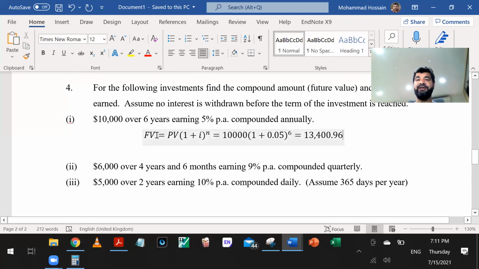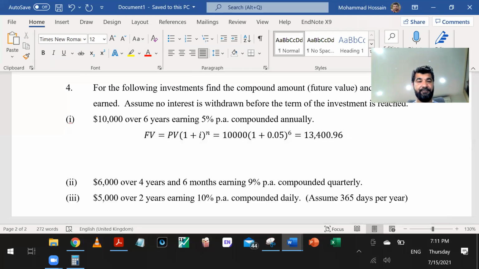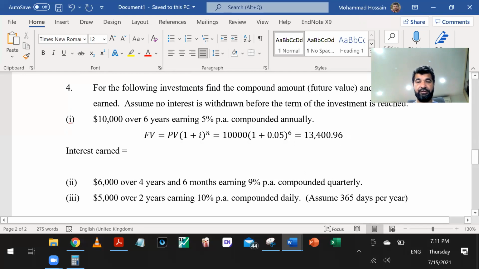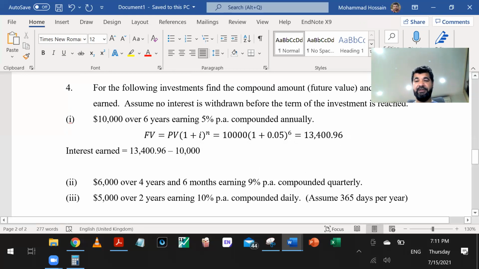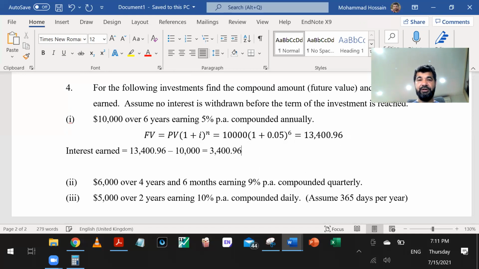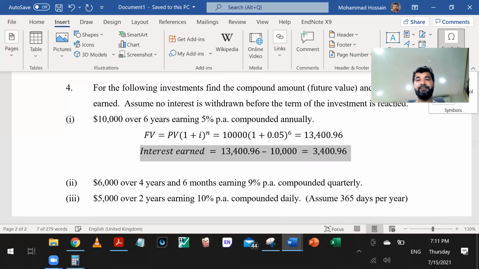So how much interest has been earned? That is future value, compounded value. So 13,000 minus 10,000, 3,400. Interest earned is equal to 13,400.96 minus 10,000, equal to 3,400.96. That's it.